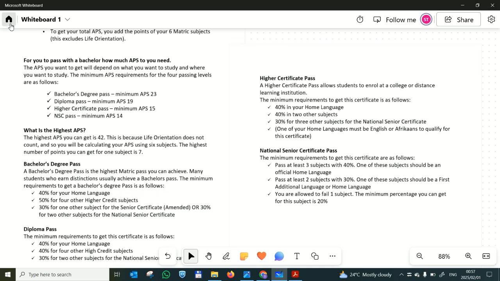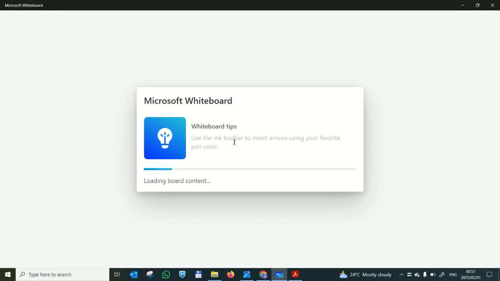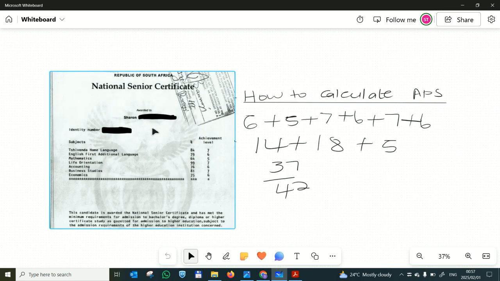So let's calculate APS using my matric results. These were my matric results that I'm opening right now on the screen. You'll see there I have my subjects, then I have my percentage, then I have my achievement level. So we're going to calculate using the achievement level. On my home language I had a 7, on English I had a 6, on mathematics I had 5. I'm going to leave out life orientation. Then on accounting I had 6, business studies I had 7, and economics I had 6.